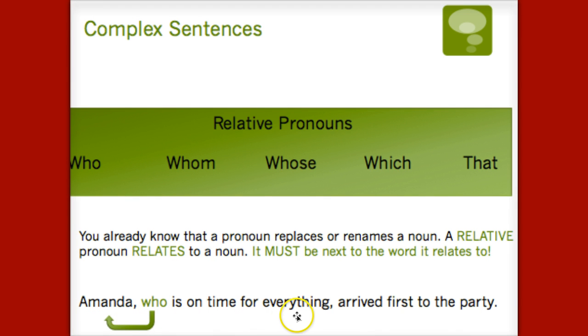Amanda, who was on time for everything, arrived first to the party. Now the independent clause here is interrupted by a dependent clause. Amanda arrived first to the party is our independent clause. Who was on time for everything is our dependent clause. This modifies Amanda. It goes back and describes Amanda.